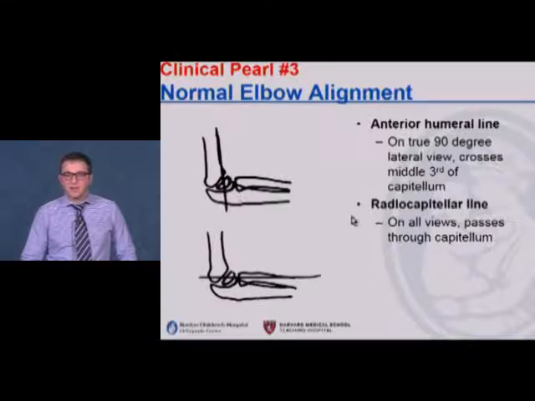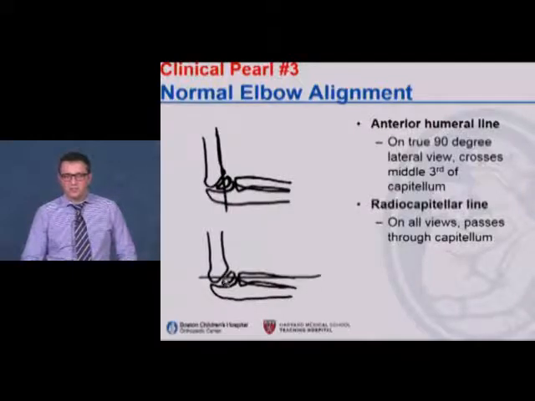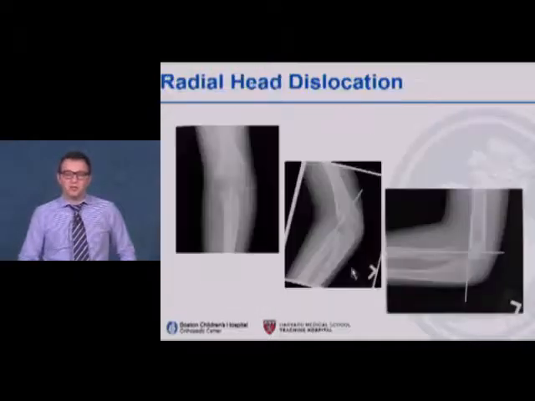The second pearl is the radiocapitellar line, which is the line between the radius and the capitellum. On all views they should bisect each other. When you draw a line along the radius, it should always bisect the capitellum. And if it is not bisecting the capitellum, you should be suspicious for a Monteggia fracture.